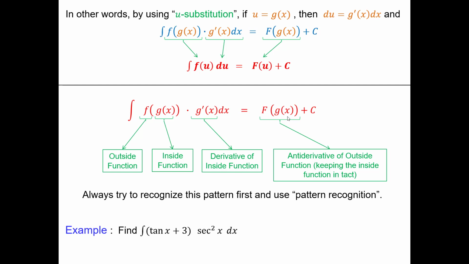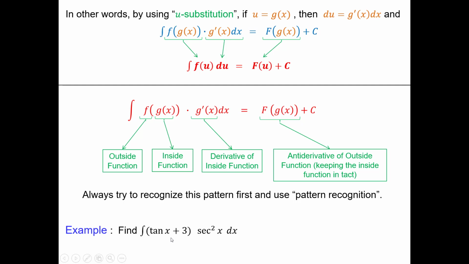We should always do our best to try to recognize this pattern first. I've got a couple of options here for what to choose for my inside function. I could see that secant x is inside of the quantity being squared. But notice that the derivative of secant x is secant x tan x, which I actually don't see, because all that's attached here is a tan x plus 3.